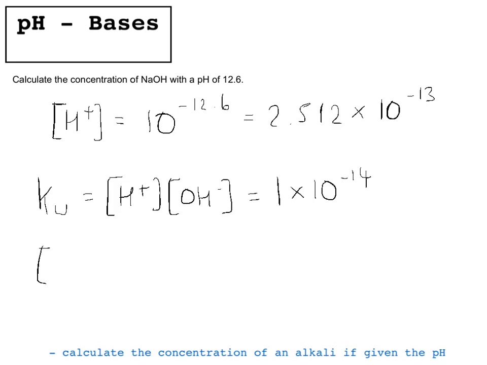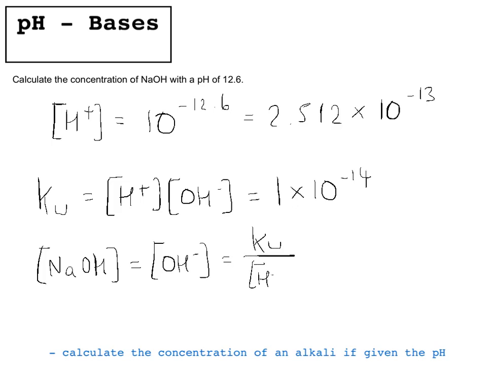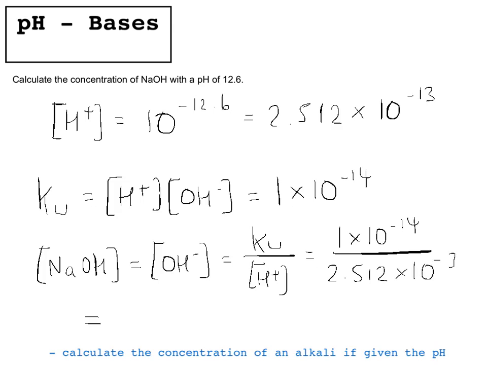So the concentration of NaOH will equal the concentration of OH minus, which equals Kw divided by the concentration of H plus. So this is Kw here, this is the concentration of H plus here, so we just put those two numbers in. So we're going to have 1 times 10 to the minus 14 divided by 2.512 times 10 to the minus 13, and that gives us an answer of 0.0398. Remember to put units, and that's moles per dm cubed.